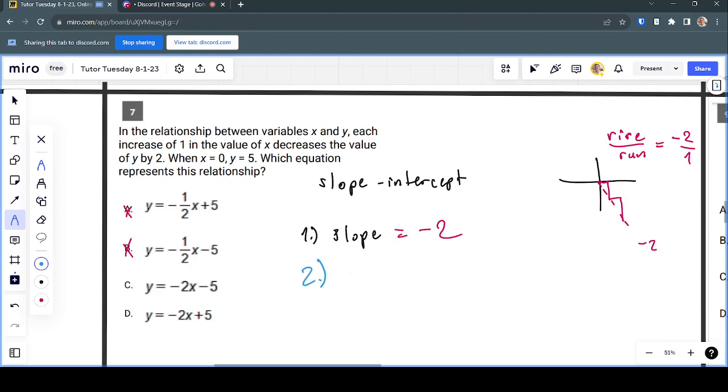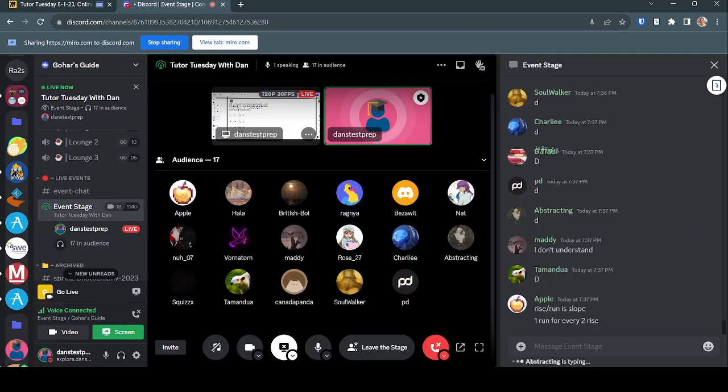And then the second part is the y-intercept. That's where the equation intersects the y-axis. We know that when x is equal to 0, the y value is 5. So that's a given. And that means that the answer choice has to be D. Although C has the correct slope, it has the wrong y-intercept.